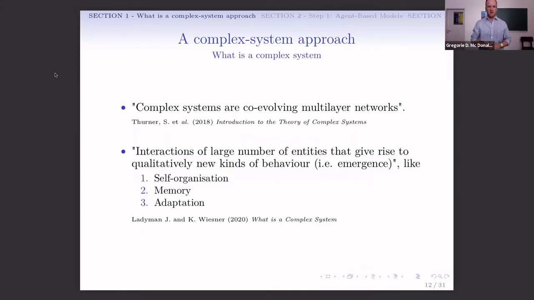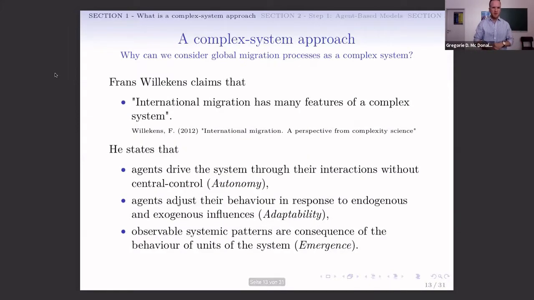Well, complex systems are co-evolving multi-layered networks, a little bit like what I've been trying to show you before in the multiscale model that I introduced. In those co-evolving multi-layer networks, we have interactions of a large number of entities that give rise to qualitatively new kinds of behavior, what we usually call emergence. These behaviors can be self-organization, memory, or adaptation, interesting behaviors in the case of migration. So, the second question you might ask is, why should we consider global migration processes as a complex system?